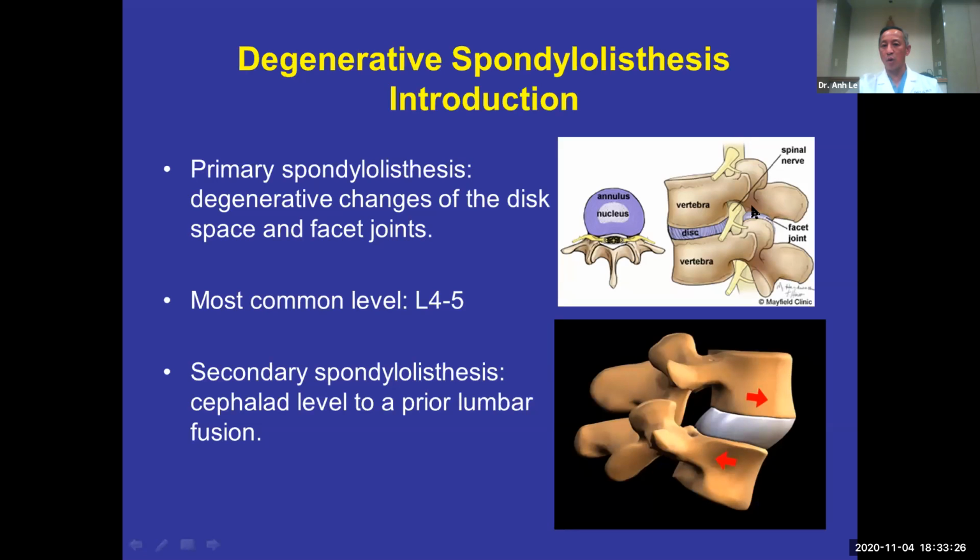Then it causes wear and tear in the facet joint, and basically the superior vertebral body slides forward in front of the inferior vertebral body. The most common level that it occurs is L4-5 in the lumbar spine. Secondary spondylolisthesis occurs cephalad to a prior fusion. So why does spondylolisthesis cause back pain?